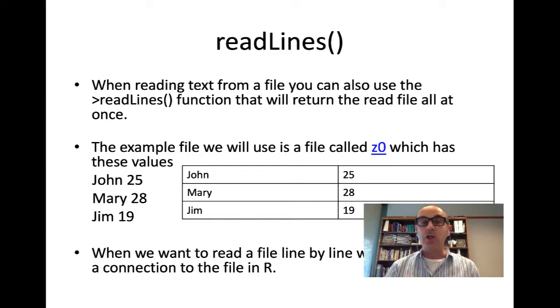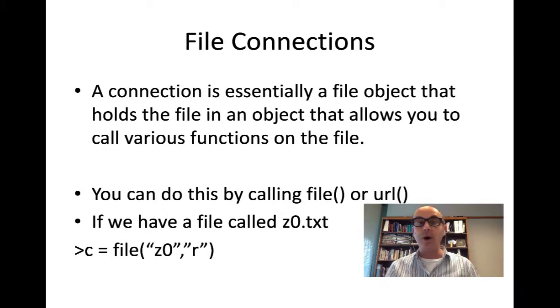So when you read a file, you can always use the readLines function and it will return the file all at once. For example, the example file is z0, which has those values, and I will post that file so you will be able to play with it: John 25, Mary is 28, and Jim is 19. So you can see that readLines allowed us to display all those components in one take.